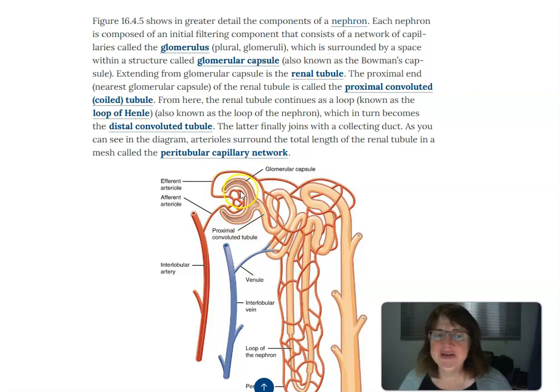This ball of capillaries is called a glomerulus, and it is inside the glomerular capsule. The filtrate will go into the glomerular capsule and then go through this twisted proximal convoluted tubule. Proximal means close. Then there's the loop of Henle, or the nephron loop, and then there's the distal convoluted tubule. There's a really good video following here on the nephron to give you the details.